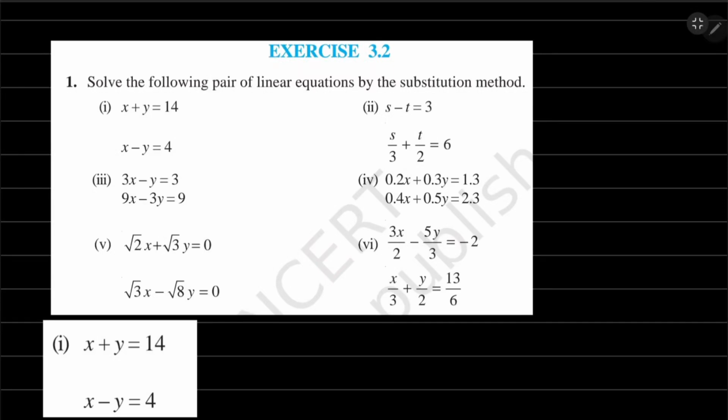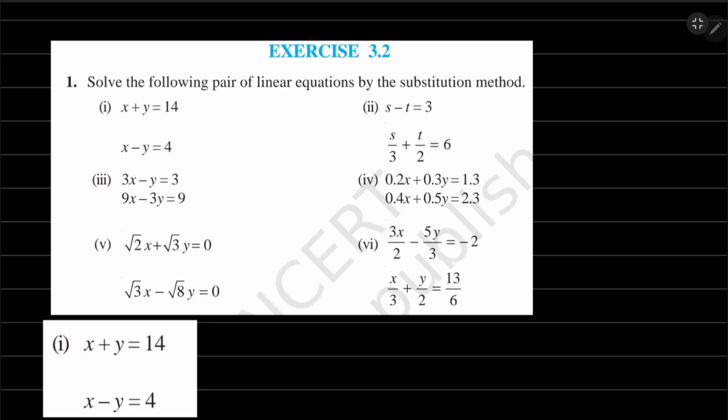Hello everyone, welcome to Numeric Learning, and today we will be doing exercise 3.2 of your NCERT chapter 3, which is pair of linear equations in two variables. I have already covered and solved your first exercise 3.1. Do check it out if you haven't. So today we will be doing exercise 3.2.